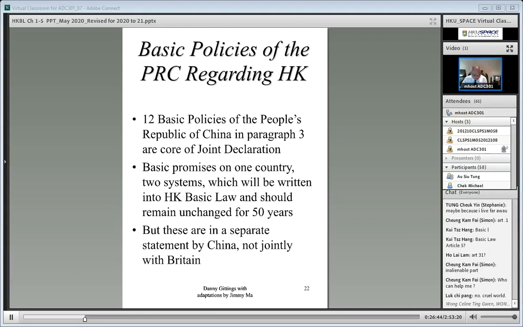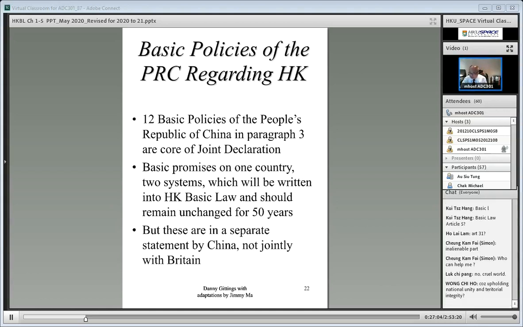I really hope that you are able to find the time to go through these documents. This is a very fundamental, very important part of learning the Basic Law: upholding national unity and territorial integrity. Right, that is it.